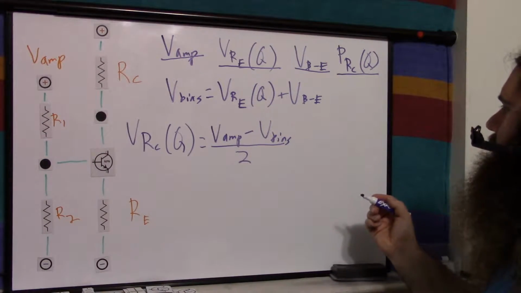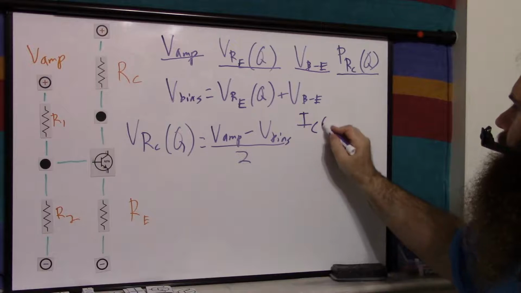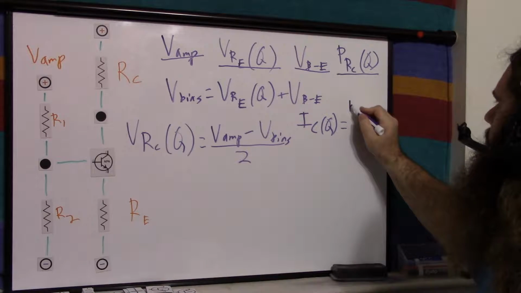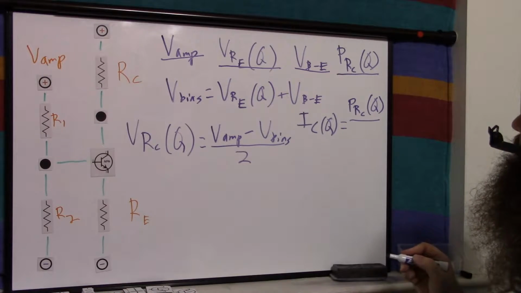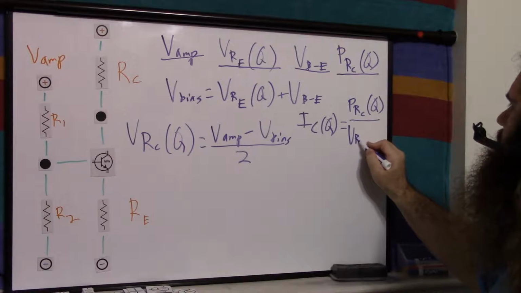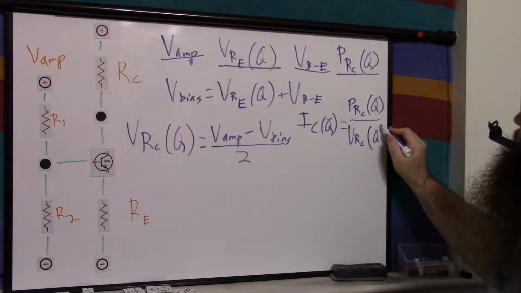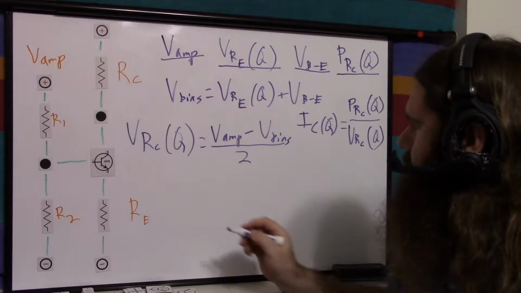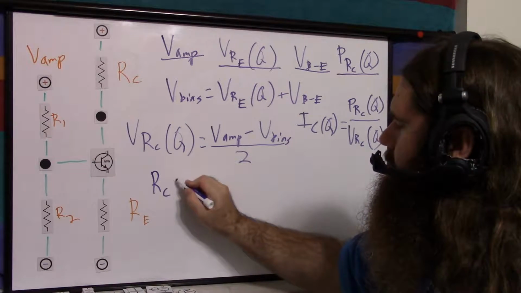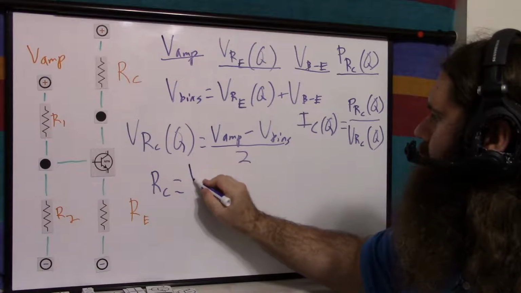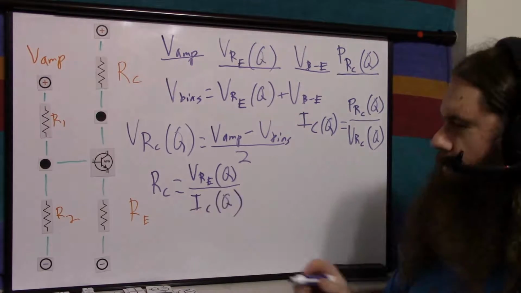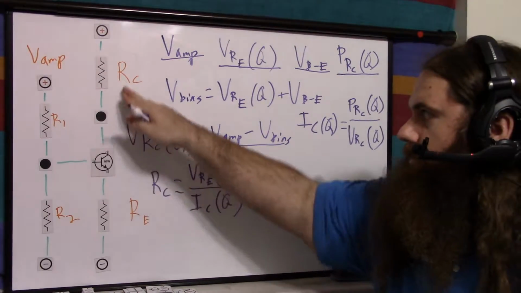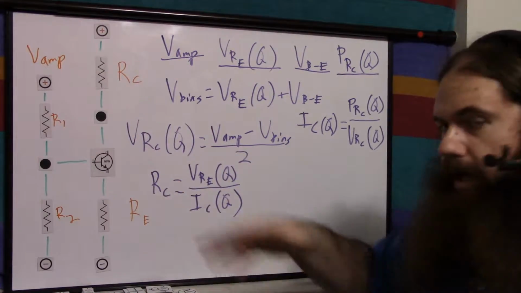So once you have that, the current through the collector at quiescence equals the power through the collector resistor at quiescence divided by the voltage across the collector resistor at quiescence. So now you have your current. That means your collector resistor equals, once again, the voltage across it at quiescence divided by the current across it, because the current going into the collector is the current going across this resistor at quiescence.